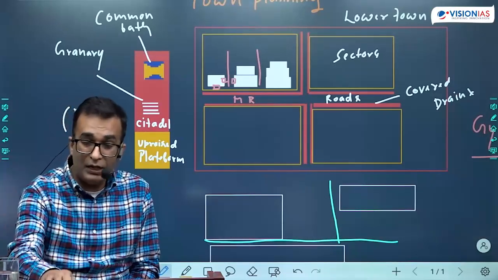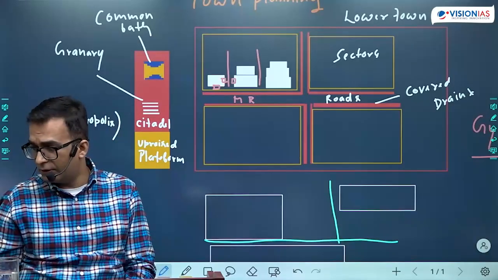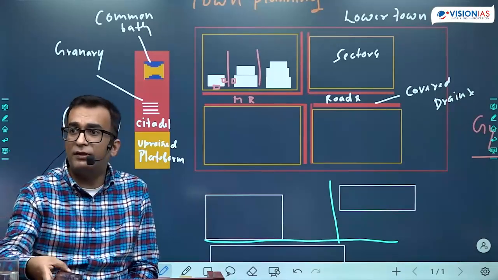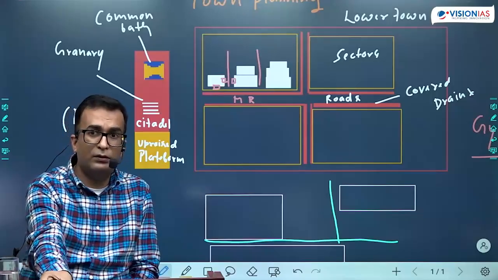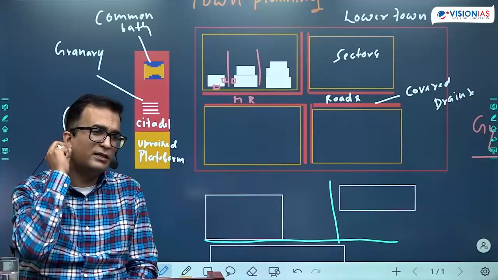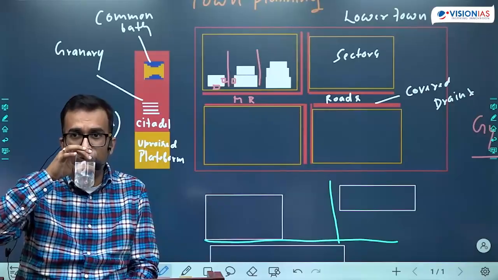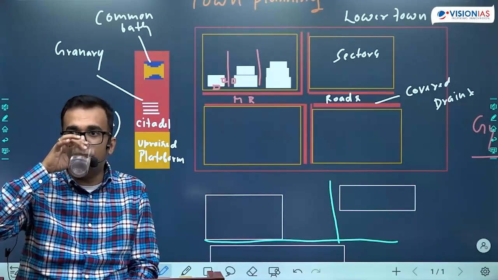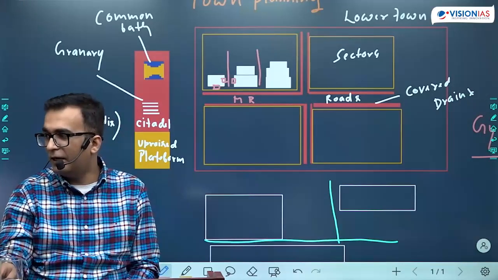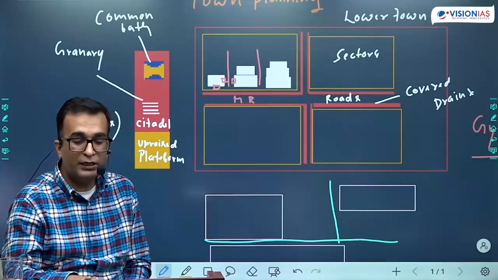Generally, Indus towns were divided into two layers, that is upper town and lower town. Upper town and lower town. Then पहले upper town का description लिखते हैं. So mention.